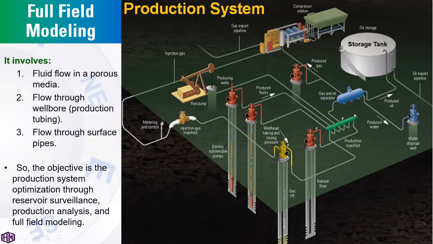Then the flow will be directed to the oil and gas separation system, based on the number of produced phases. Typically, if we have a three phase separation system, we will have an outlet for the oil to a storage tank, water to water disposal or water treatment, and then the gas may be directed to a gas pipeline or gas injection if you have such gas injection in your field of interest. So the objective of production system optimization is achieved by complete surveillance of reservoir characterization, production analysis, and full field modeling.